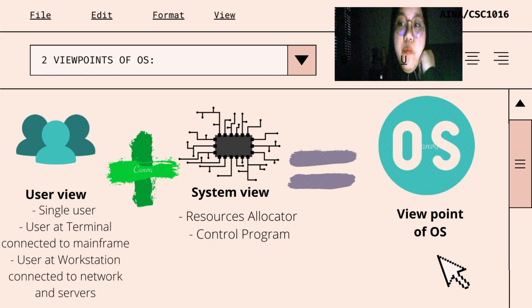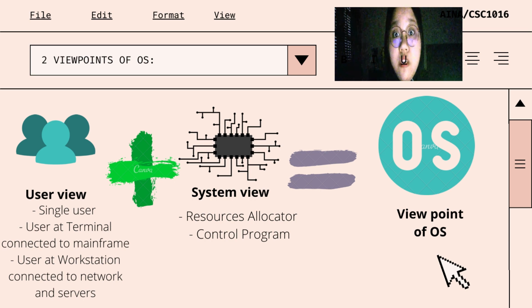There are two viewpoints, which are user view and also system view. For user view, there is a single user at a terminal connected to a mainframe, and a user at a workstation connected to network and servers. For the single user, it is to maximize the work that the user is performing and designed for ease of use, average performance, not so much in resource utilization.